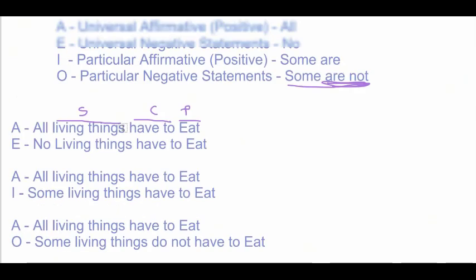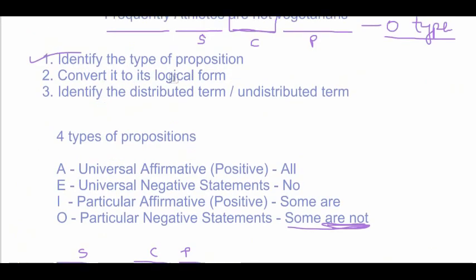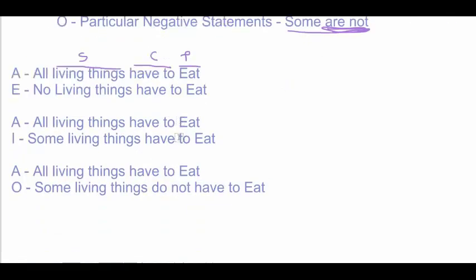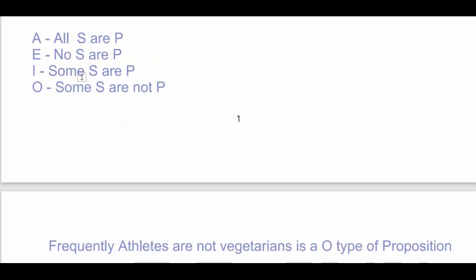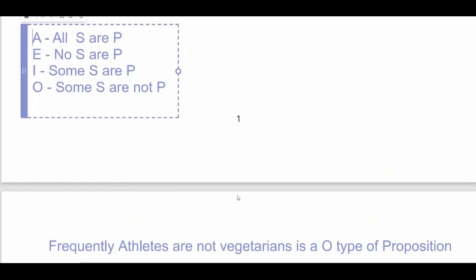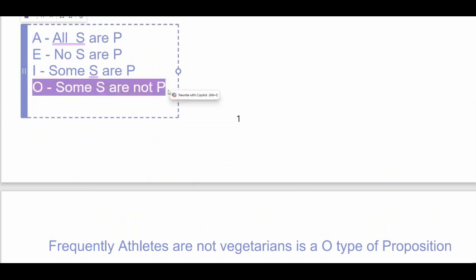Next we have to convert it to its logical form. For logical form, as I mentioned here, these are the four different logical forms. All S are P, no S are P. For the I proposition type, it is some S are P. And for the O proposition type, it is some S are not P. So these are the four different types of propositions. Now, if it's an O type of proposition, we'll write this one.